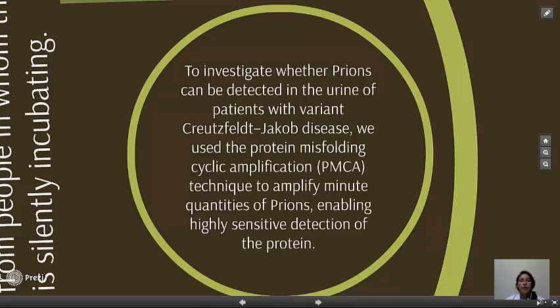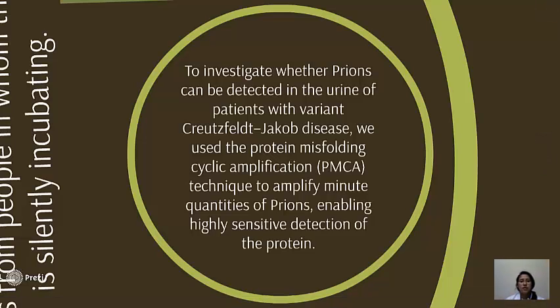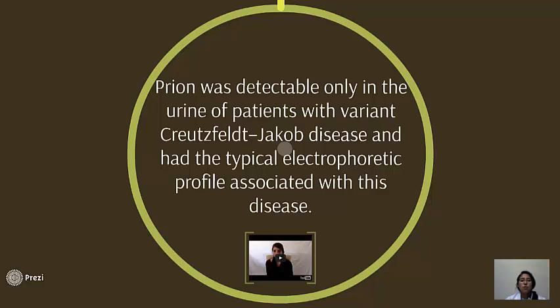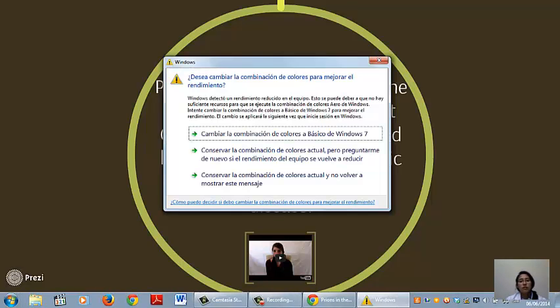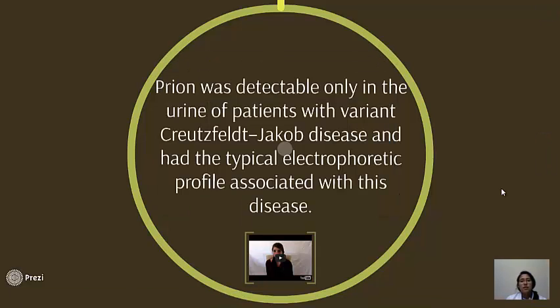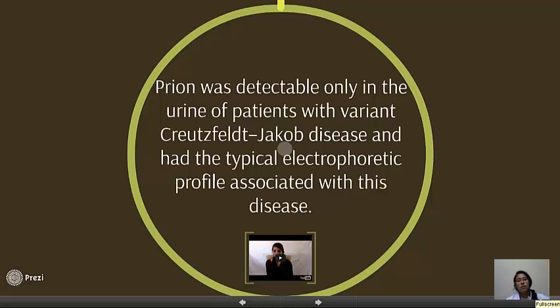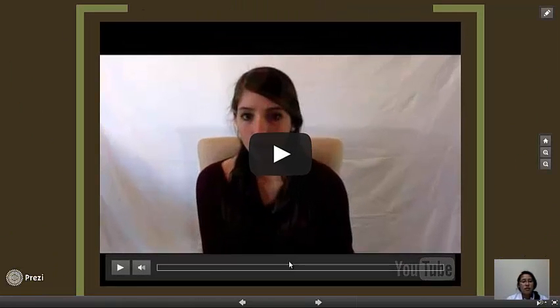To investigate whether prions can be detected in the urine of patients with Variant Creutzfeldt-Jakob Disease, we use protein misfolding cyclic amplification. It's a technique to amplify minute quantities of prion, enabling highly sensitive detection of the protein. So prions were detectable only in the urine of patients with Variant Creutzfeldt-Jakob disease and had the typical electrophoretic profile associated with this disease. Let's see another video.